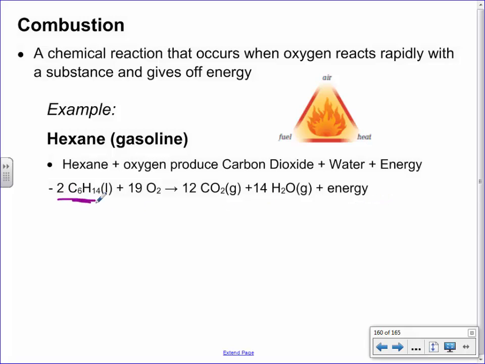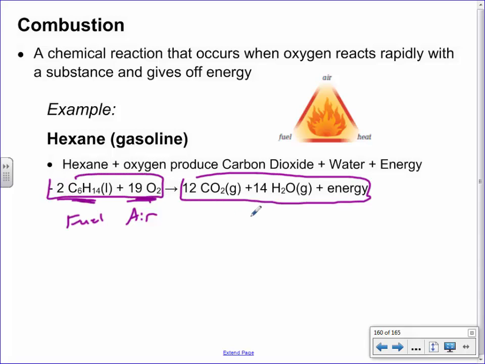You're going to take some of this molecule here, which is the fuel. You're going to take some of this molecule right here, oxygen. Oxygen is really the main component we're getting out of air. And then it's going to produce these products right here. So here's your reactants. Here's your products.